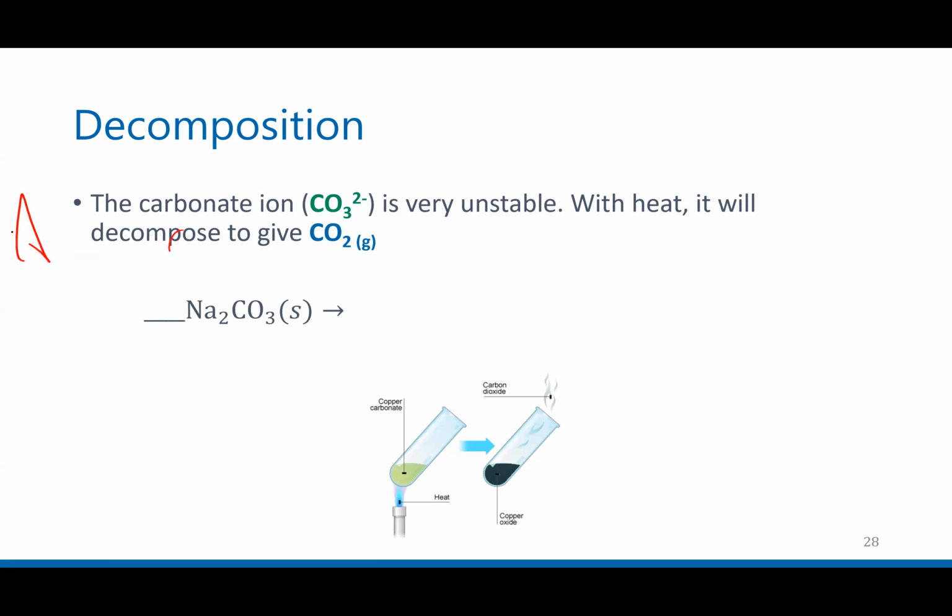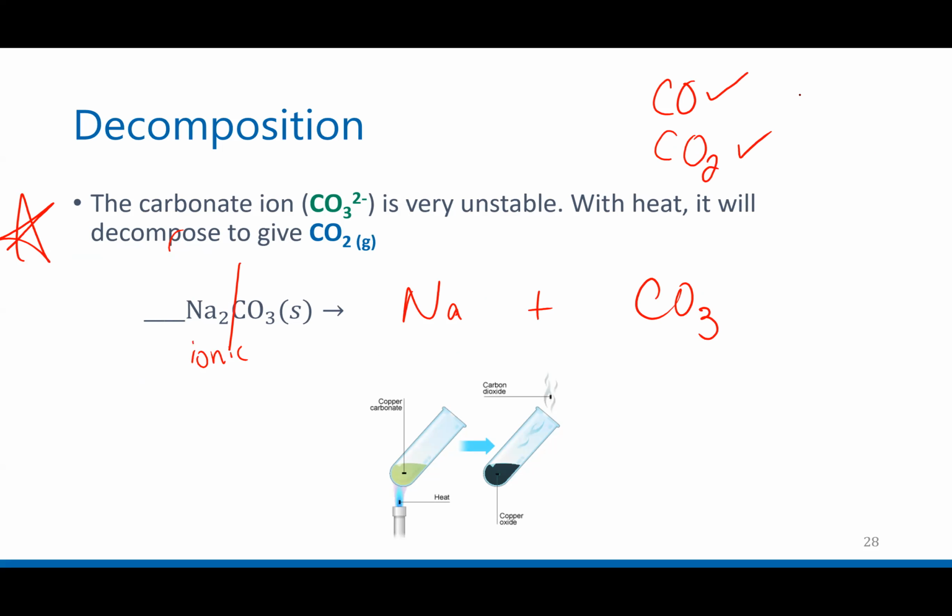The last one is by far the most complicated. You might be tempted to do this. You see an ionic compound, and you might be tempted to say, oh, well, we get sodium and CO3. But CO3 isn't a stable compound. CO is stable. CO2 is stable, right? You've heard of those chemicals. Carbon monoxide, carbon dioxide. You're breathing out and in some carbon dioxide right now, right?